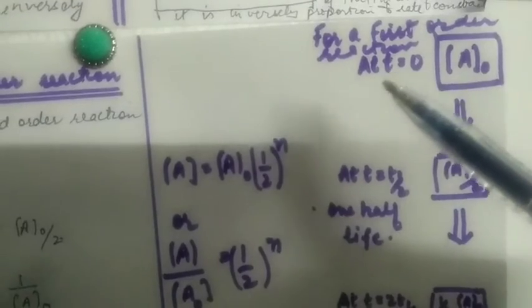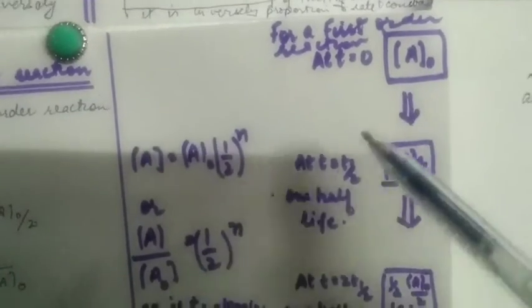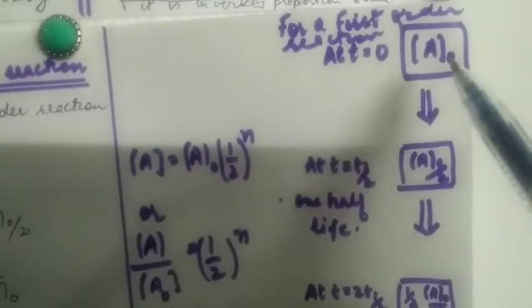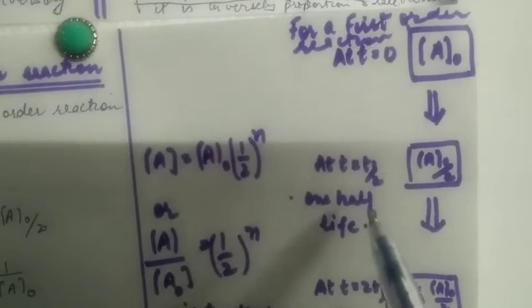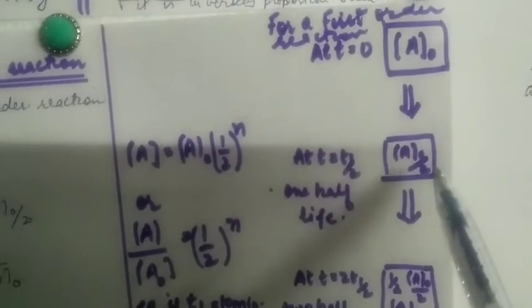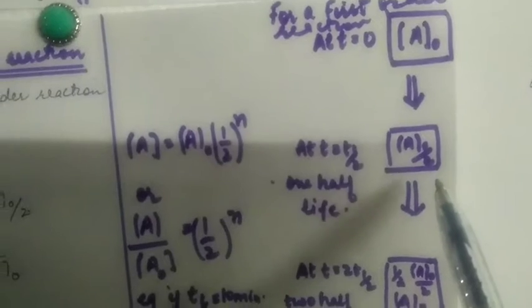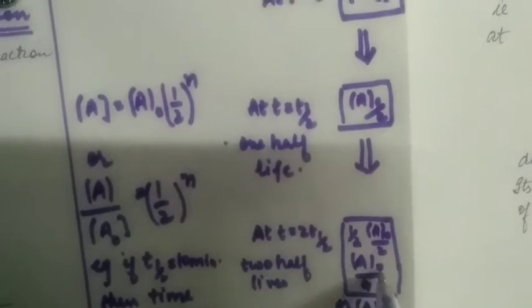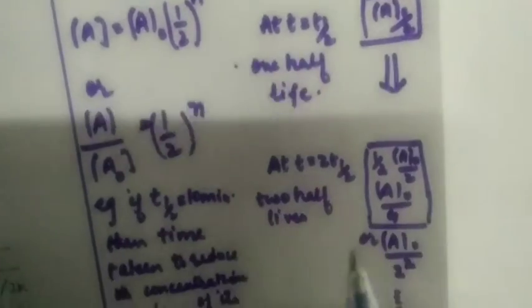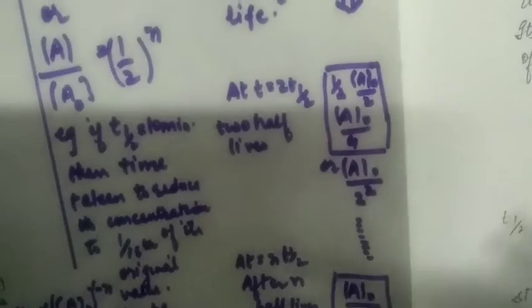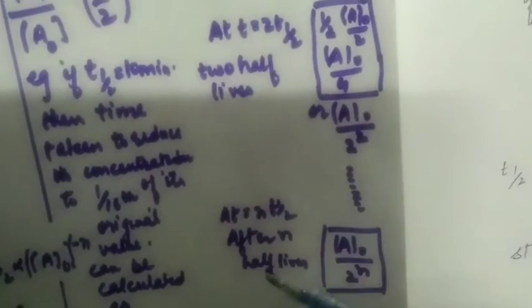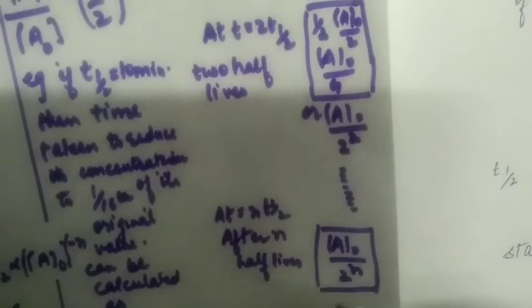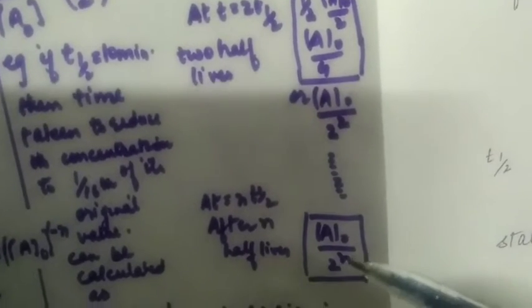Also you see that when time is 0, when the reaction has just started, the concentration of A is equal to A naught. After one half-life, it will become half, that is A naught upon 2. Another half-life, half of A naught upon 2 means A naught upon 2 square. And then another half-life, it will be again reduced to half of this value. So after nth half-life, the amount left will be A naught upon 2 raised to power n.